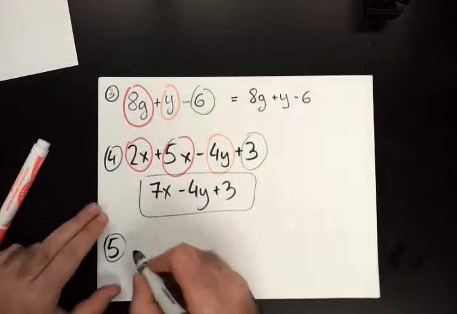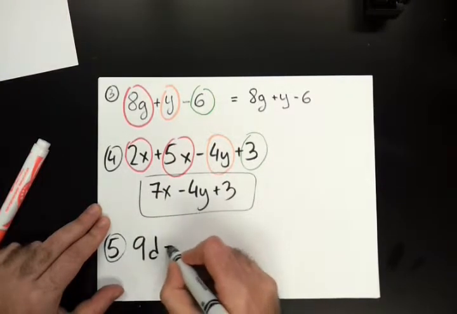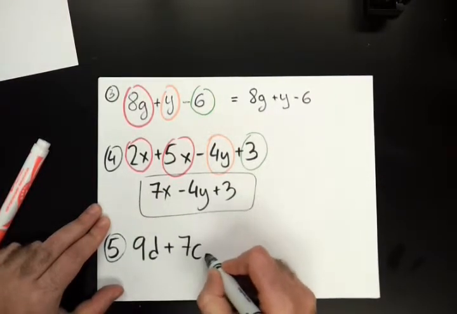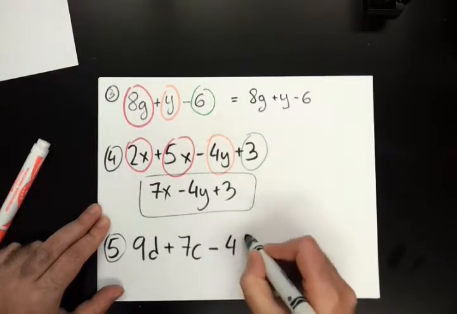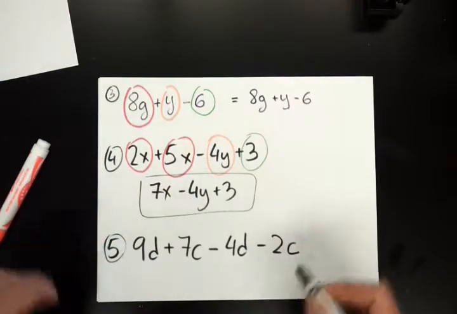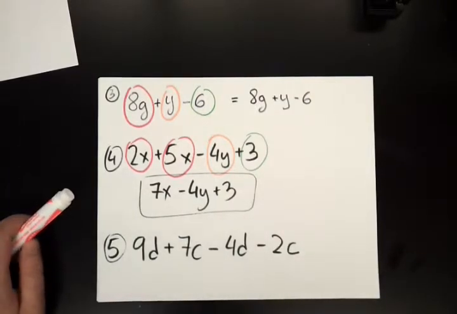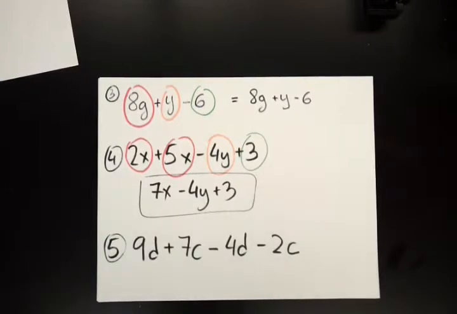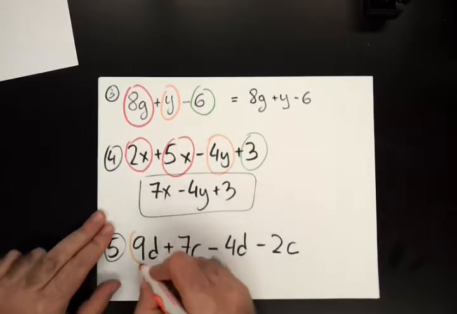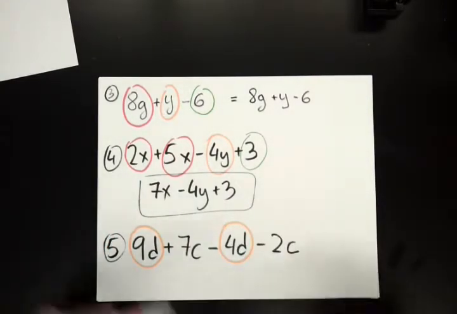In number 5, we have 9D plus 7C minus 4D and minus 2C. 4 total terms, 1, 2, 3, 4. 2 different term types. I have D terms and C terms. So terms with a variable D and terms with a variable C. So I'm going to go ahead and group them up. I'm going to group my D terms. I'm going to go ahead and group my C terms.